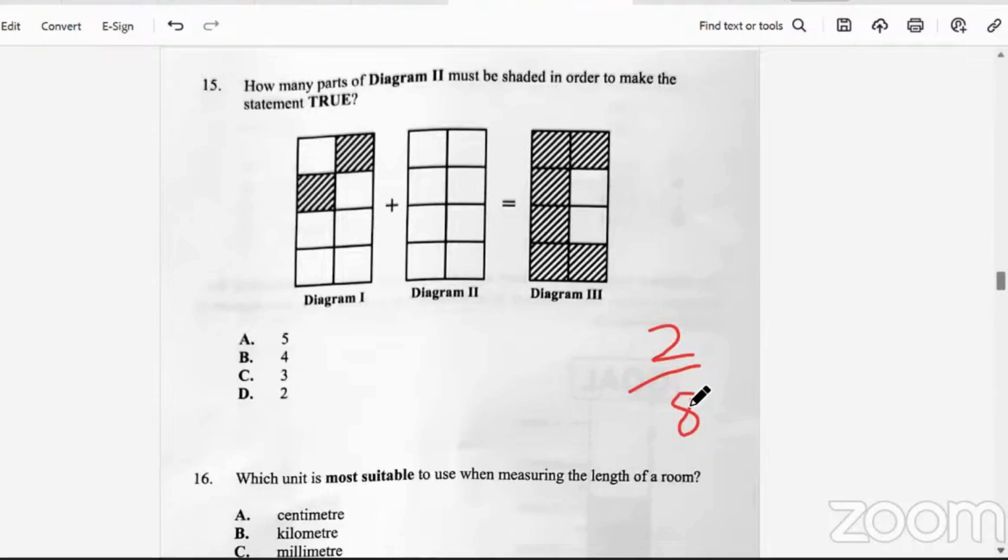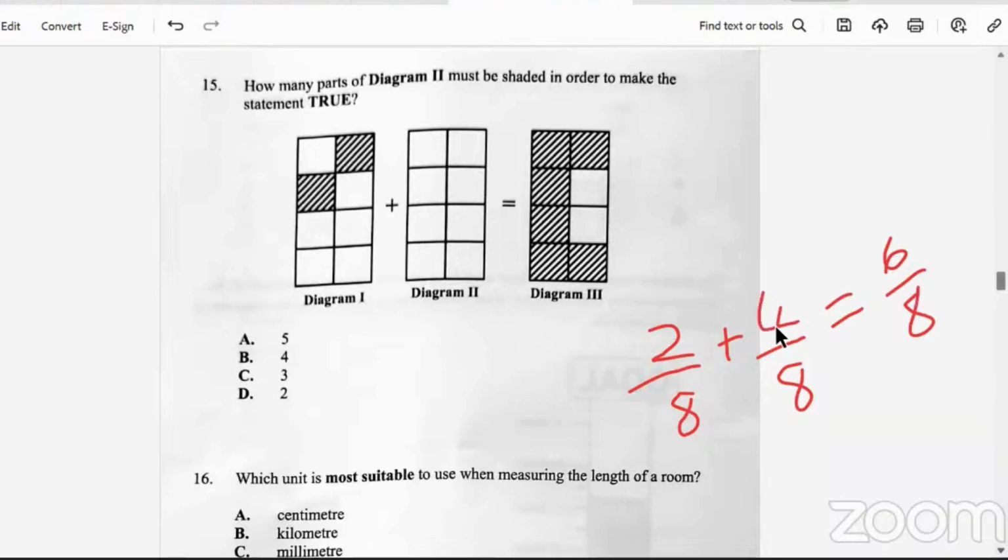All right, so again, diagram 2 has 8, but we don't know how much we need to shade, right? But we should end up with a total of 6 out of 8 shaded. So when we add the 2 over 8 plus whatever that number should be, it should give us 6 over 8. So again, 2 plus what gives us 6? We could have subtracted 6 over 8 minus 2 over 8, and the answer would be 4 over 8.